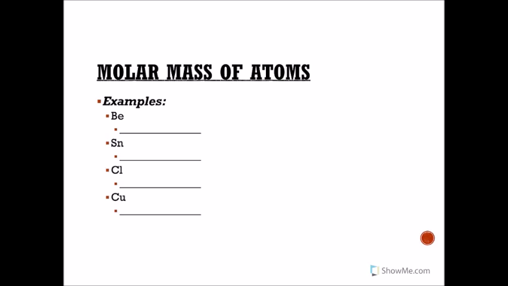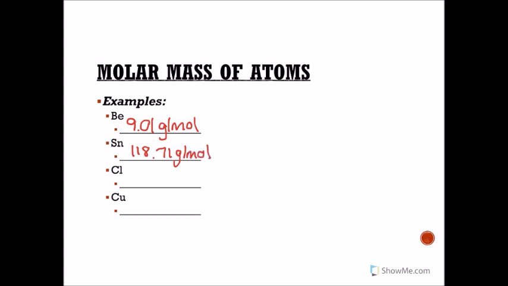So for example, if we were looking for the molar mass of beryllium, we would look to our periodic table, and our molar mass of beryllium is 9.01 grams per mole. If we take a look for tin, we would find our molar mass to be 118.71 grams per mole.